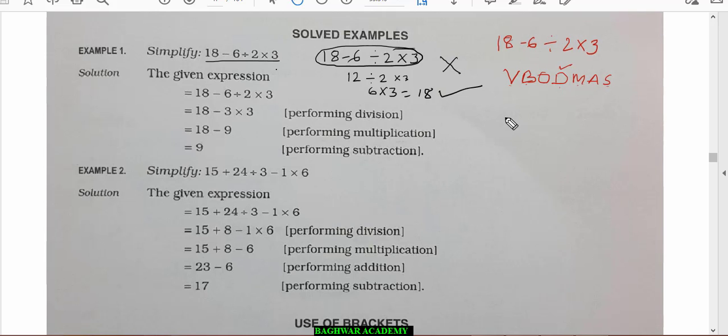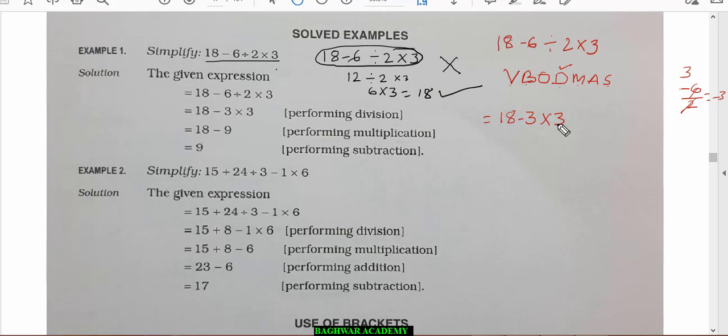So how will we solve? Rest of the things you just note down: 18 minus 6 divided by 2. First you do the division work. Here this 6 is required to be divided by 2. It means 6 divided by 2, so 2 threes are 6, and this will be 3. So we need to write over here 3, and then into 3.